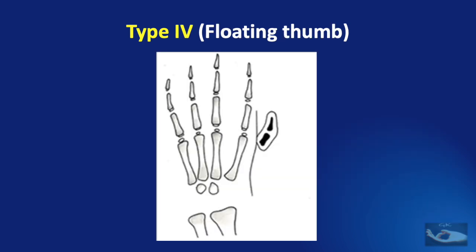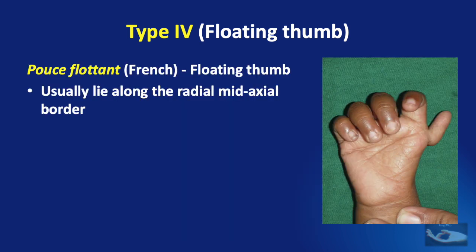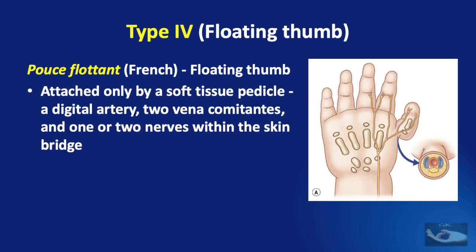Type 4 hypoplasia of the thumb is known as the pouce flottant, or the floating thumb in French. It usually lies along the radial mid-axial border, and this nubbin of a thumb is attached only by a soft tissue pedicle which has been described by Littler as nature's own neurovascular pedicle due to the presence of a digital artery, two venae comitantes, and one or two nerves within that narrow skin bridge.